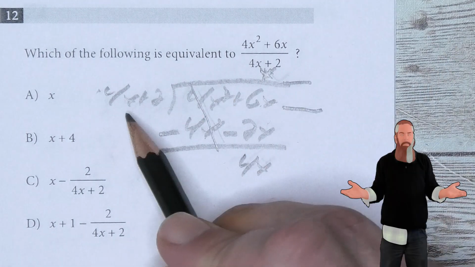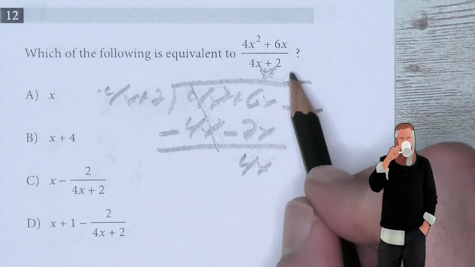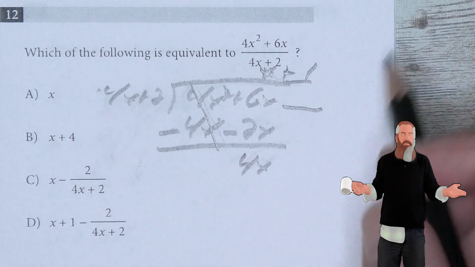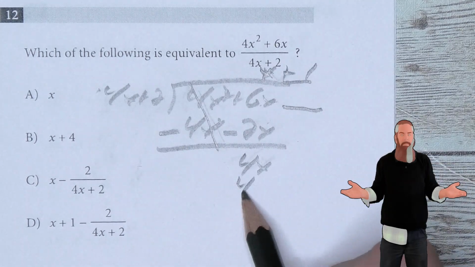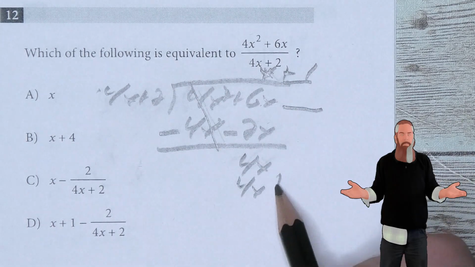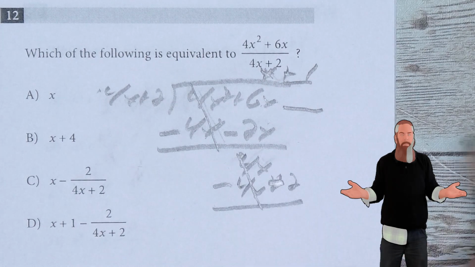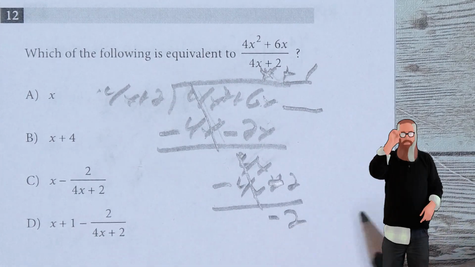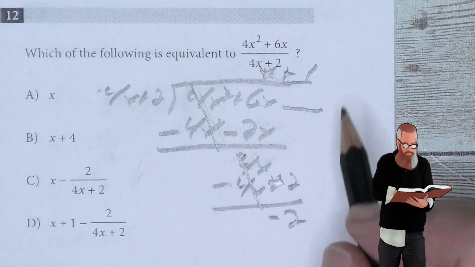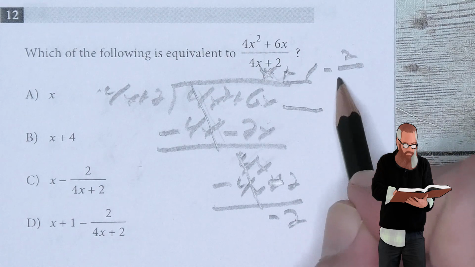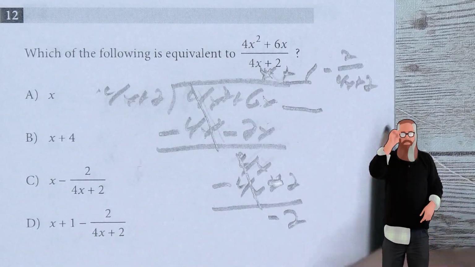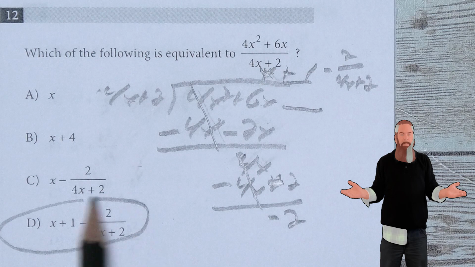So what times 4x would give us 4x? Well, there's plus 1. So 1 times 4x is 4x. 1 times 2 is 2. Change these signs. The 4x's eliminate. We wind up with a negative 2. Now this is negative 2 over 4x plus 2. Now we have our answer, which is D.